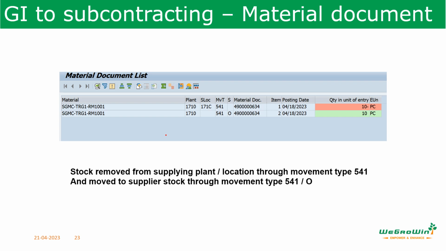Through the material movement document MB51, we can see the stock removed from the supplying plant and storage location through movement type 541. It is moved to the subcontracting stock through movement type 541O. So please note down these reports that you are referring to here.